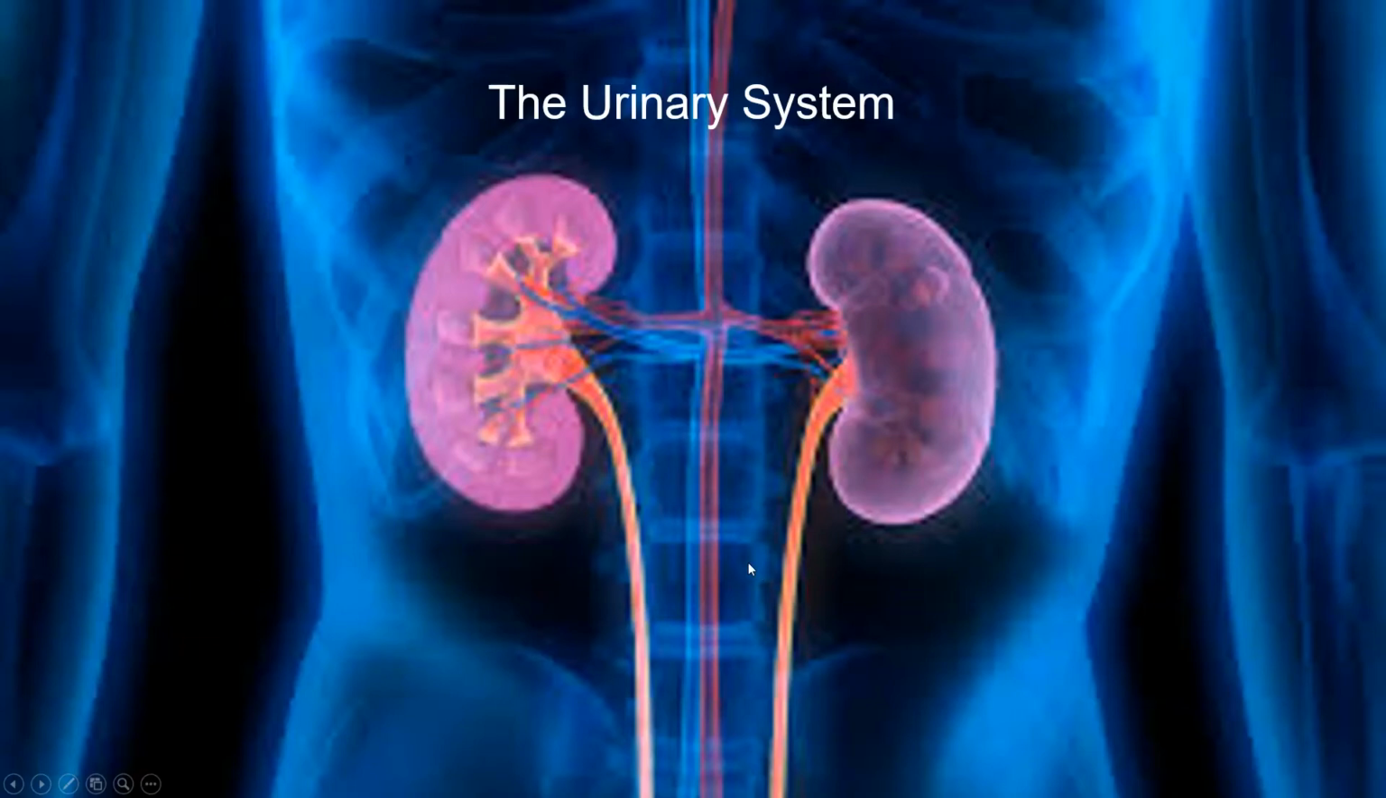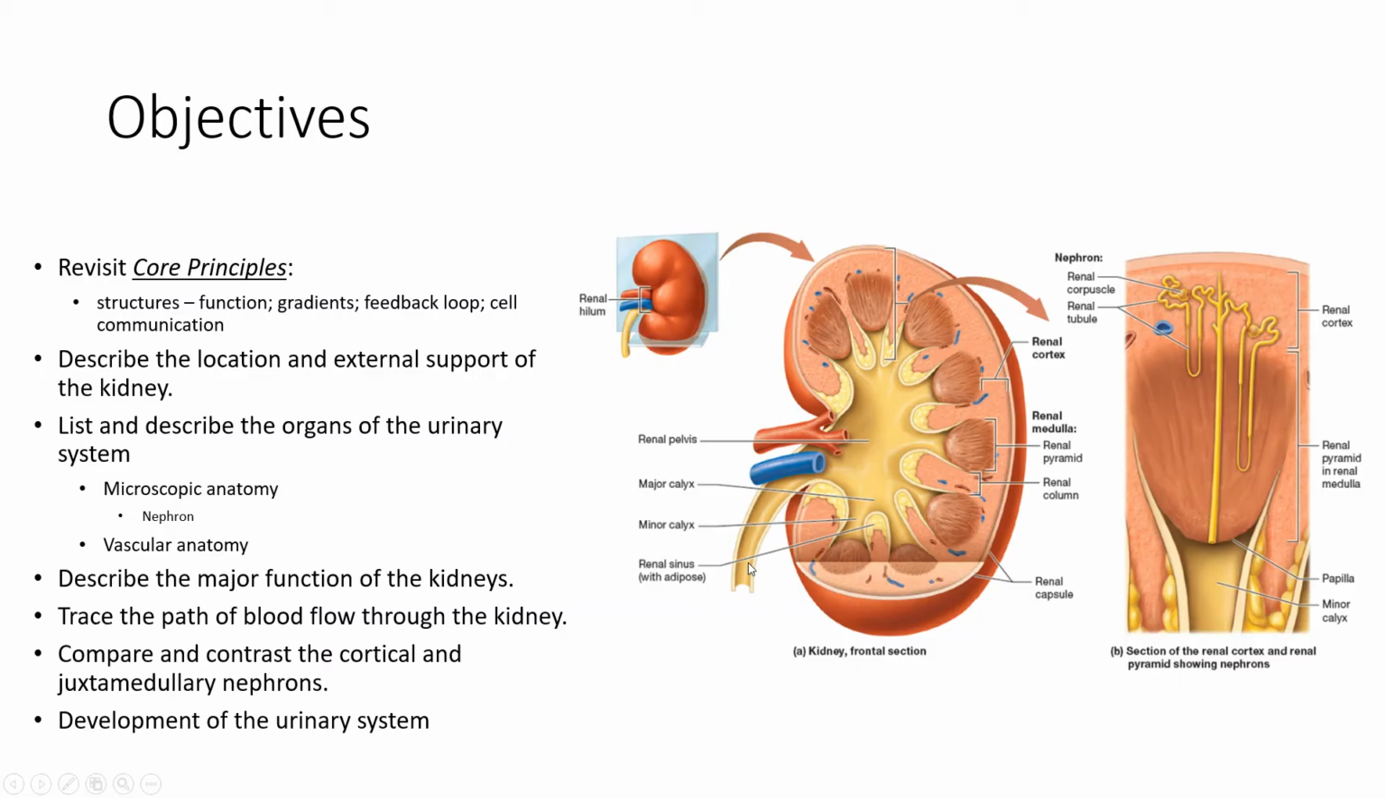We're going to look at the urinary system, and we're going to start off with looking at the urinary anatomy. And so we're going to revisit the core principles of structures with their function. We're going to look at gradients, feedback loops, and cell communication. We're going to be able to describe the location and external support of the kidney.